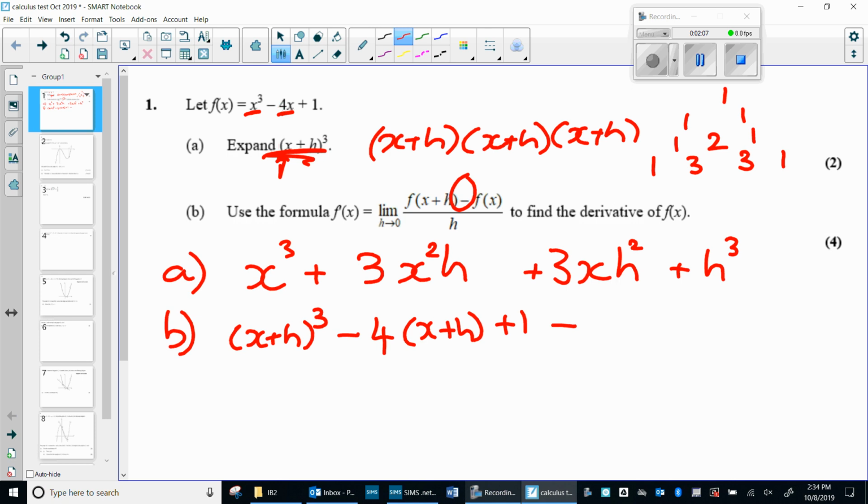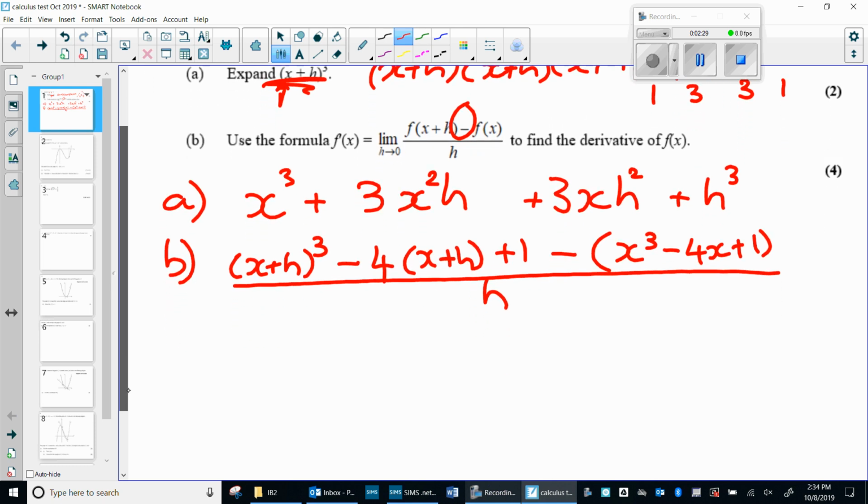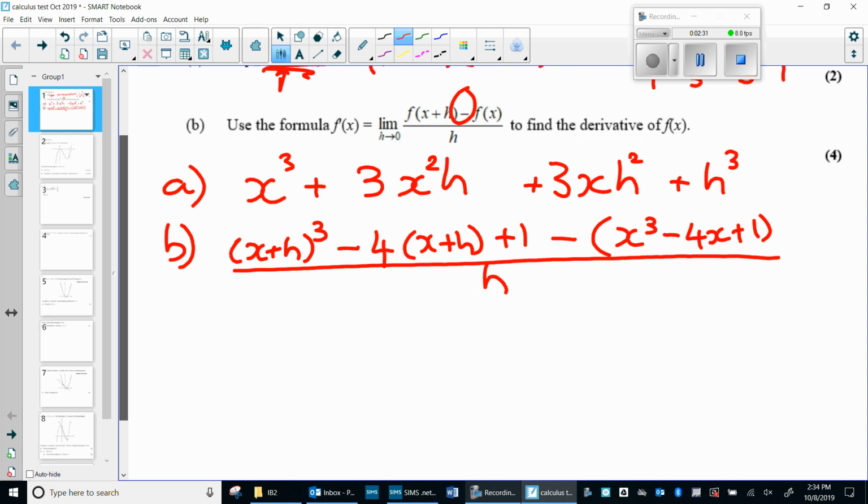Now, what did I say was super important when we do this? Brackets. And some people ignored Miss Harrison when I said. I didn't ignore you, Miss Harrison. Good girl, darling. Over h. Okay, so that's literally just using this formula here, sticking those things in. Yeah? Tell me if I'm going too fast.